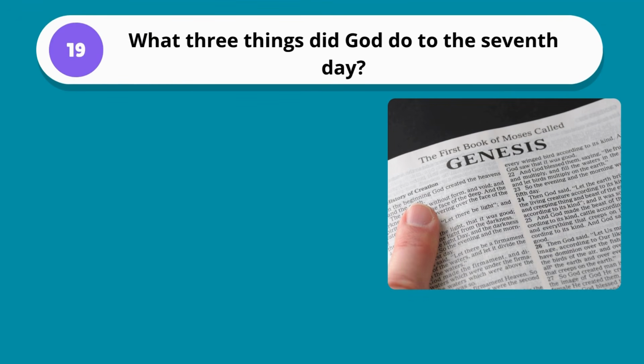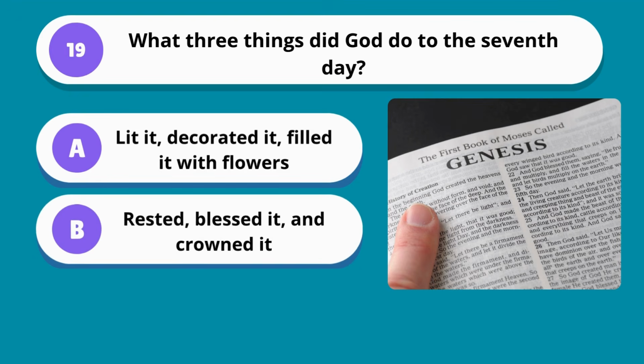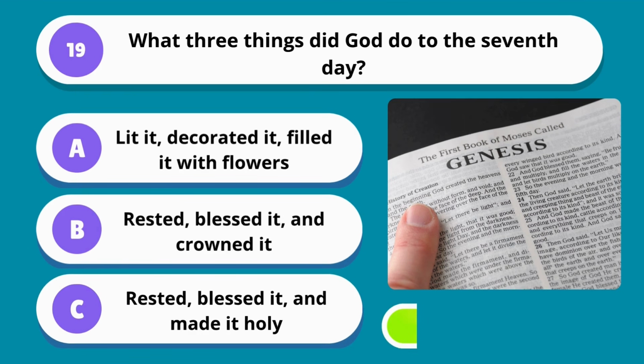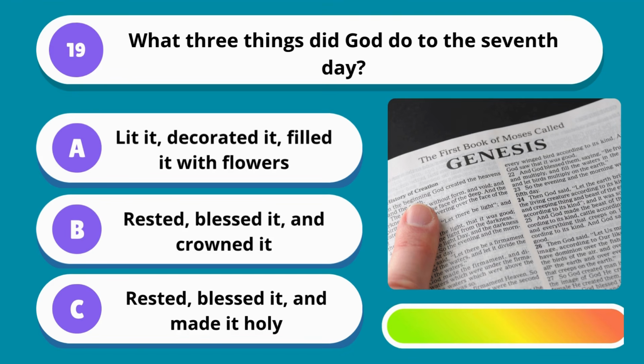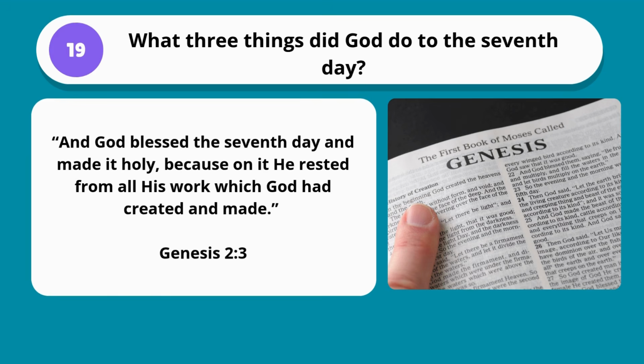Question 19. What three things did God do to the seventh day? A. Lit it, decorated it, filled it with flowers. B. Rested, blessed it, and crowned it. C. Rested, blessed it, and made it holy. The correct answer is rested, blessed it, and made it holy. And God blessed the seventh day and made it holy, because on it he rested from all his work which God had created and made. Genesis 2:3. Almost there, let's move on to the last one.